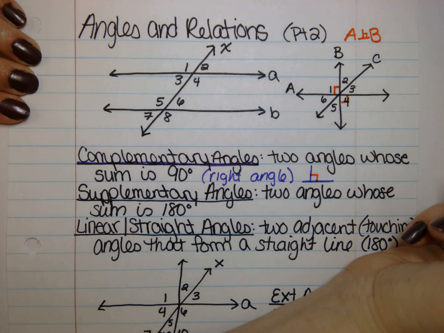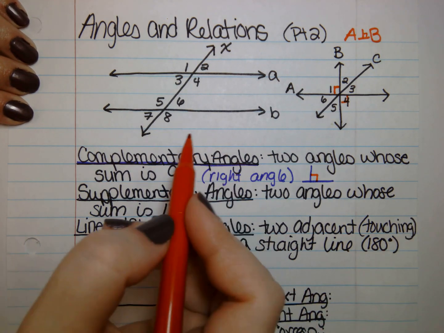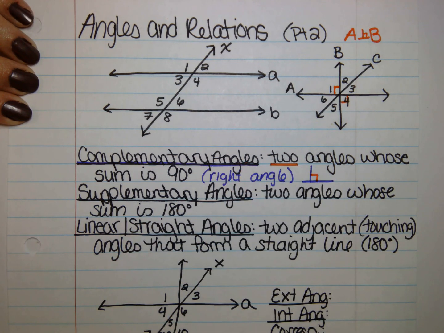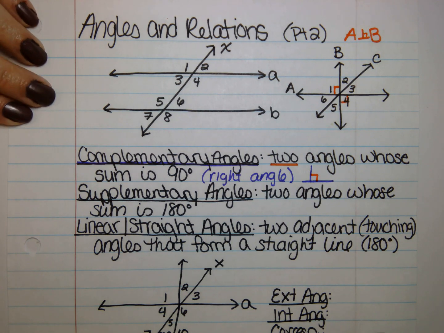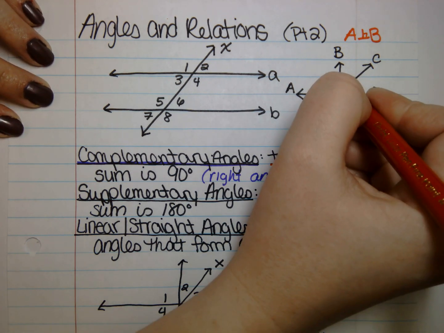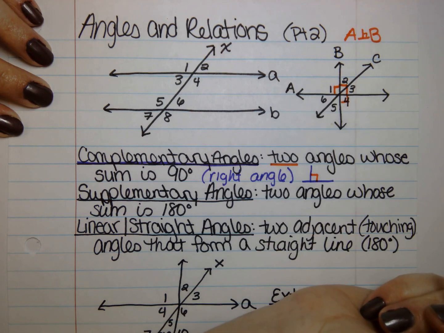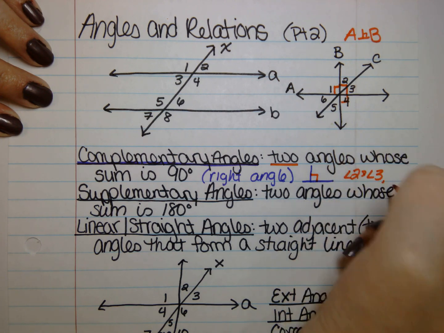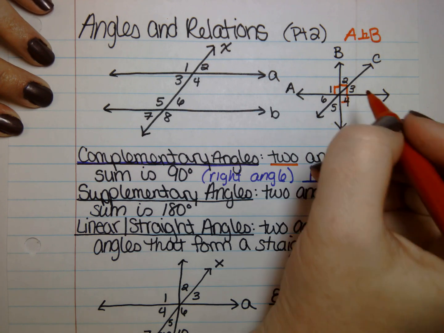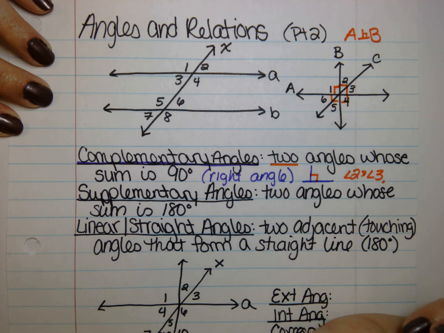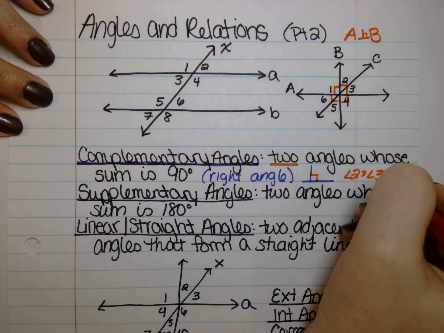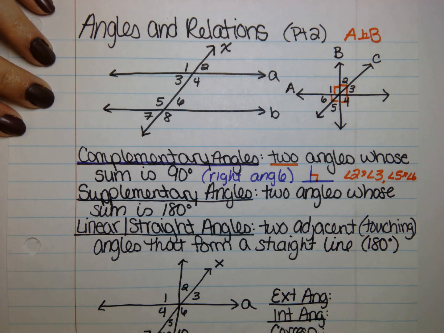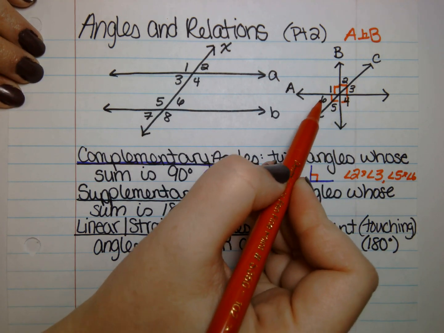However, those are single angles in themselves, so they wouldn't be complementary, because complementary has to involve two angles that equal 90 degrees. So in this case, angles 2 and 3 would have to equal 90 degrees. I also have angle 6 and angle 5 that have to equal 90 degrees. Now the catch is they don't have to necessarily be touching.